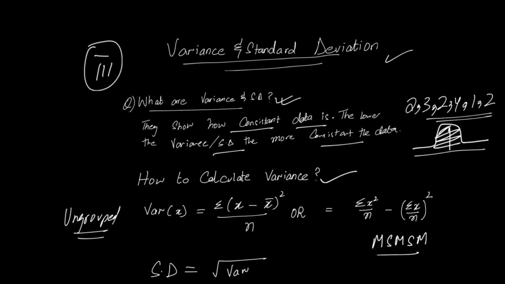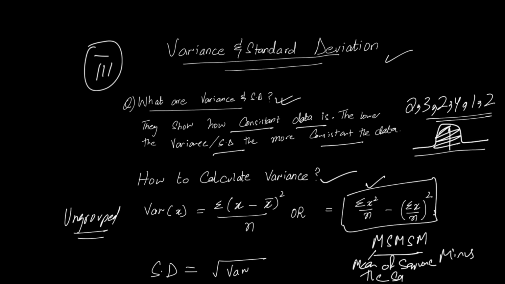In ungrouped data, the variance formula, regardless of ungrouped or grouped, is the mean of square minus the square of mean. This is what MSMSM represents, the mean of square minus the square of mean. So we take out the mean of x square and then we subtract the mean of x whole square.